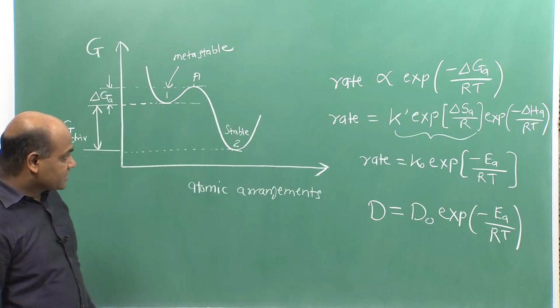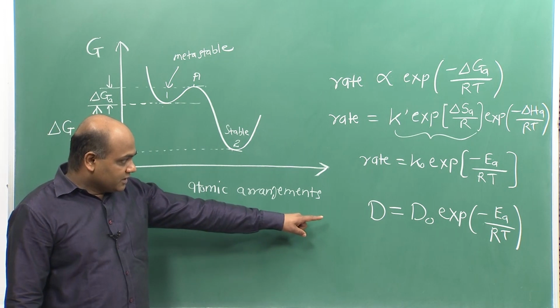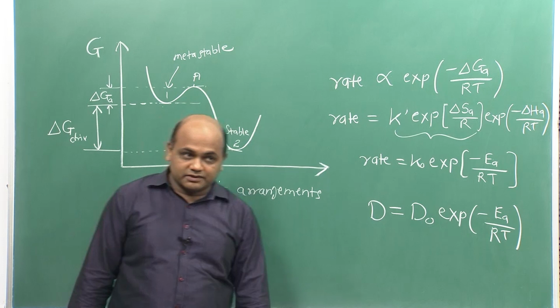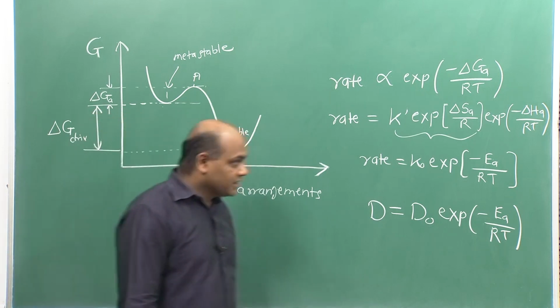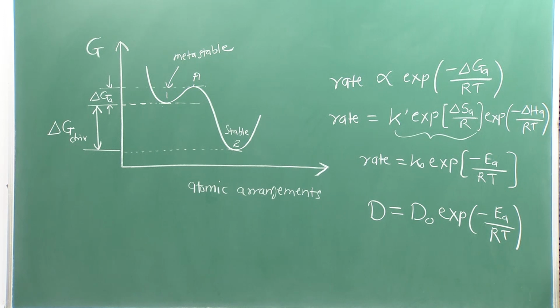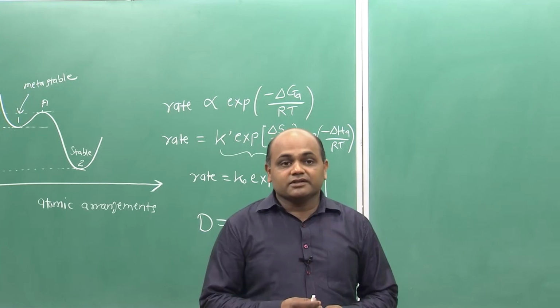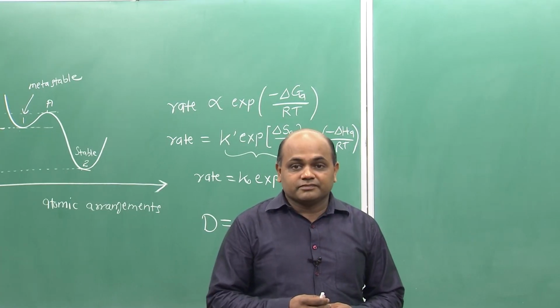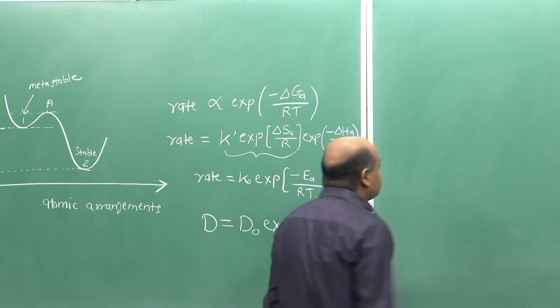So, let us try to see physically the nature of this activation barrier when we talk about diffusion. Particularly, let us take an example of diffusion in solid. So, it is said that the unit step of diffusion in solid is a single atomic jump. So, what is that atomic jump?